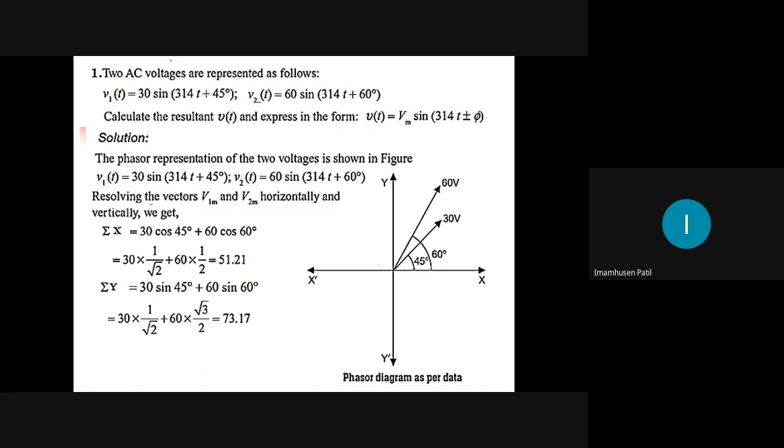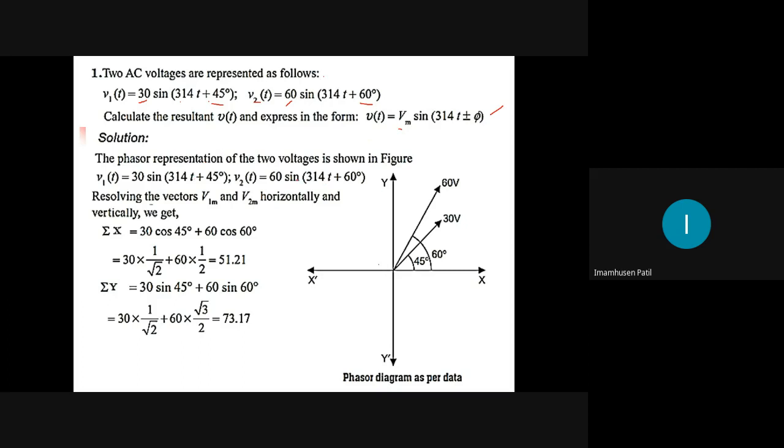See here, two AC voltages are represented as follows. V1 is 30 sine of 314t plus 45 degrees, meaning it is leading by an angle of 45. V2 is 60 sine of 314t plus 60 degrees. So this is Vm1, this is Vm2, this is angle phi 1, this is angle phi 2. You have to represent the standard form Vm sine of omega t plus or minus phi.